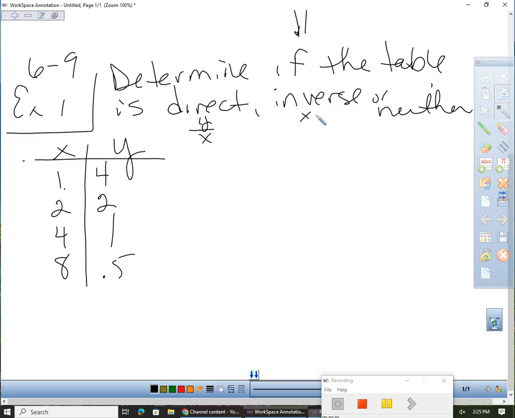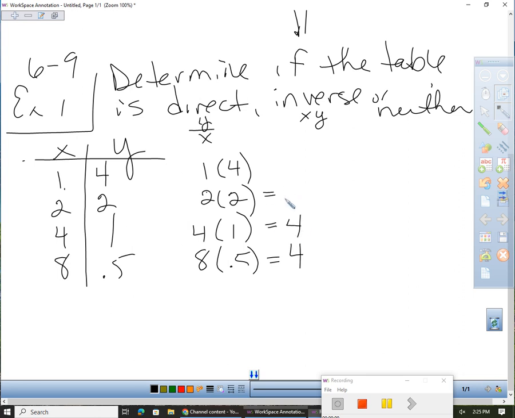Inverse is x times y. So here if I have 1 times 4, is that the same as 2 times 2? Is that the same as 4 times 1? And 8 times 0.5. In this case, they all equal 4. So that's my k value, k is 4. And so when I write my inverse variation, I would write it as y equals 4 over x.